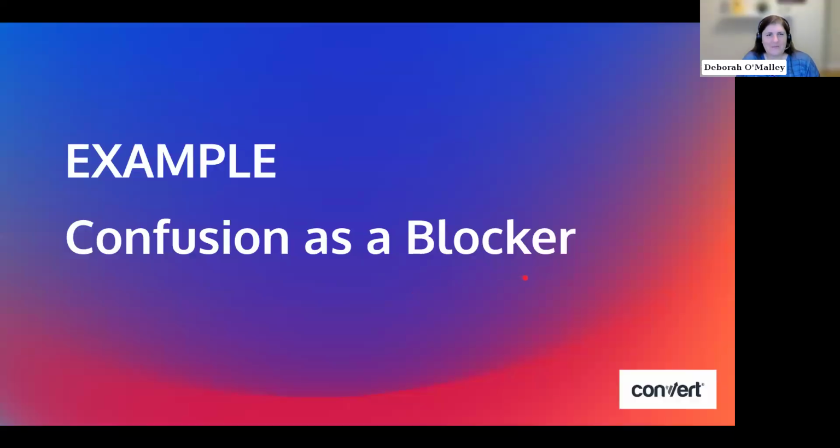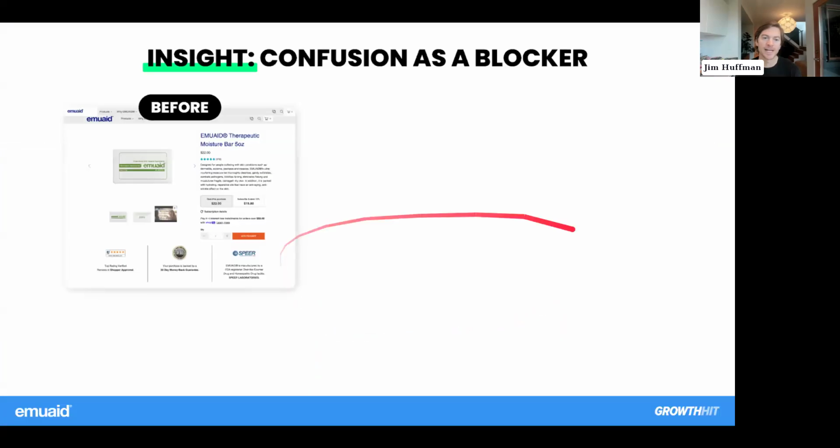Very cool. To keep on the theme of confusion, because this is one where it hurts my soul when I see websites be confused with amazing products. Okay, this is Emuade, a therapeutic moisture bar. That's 22 bucks. You're like, okay, 22 bucks for a bar of soap. Why would I pay that, right?